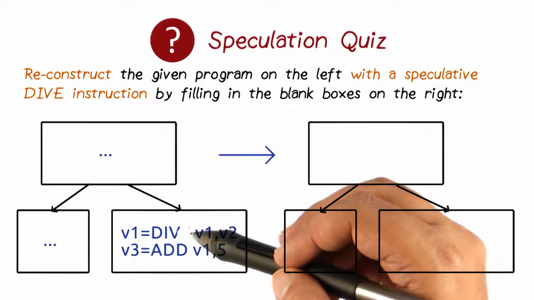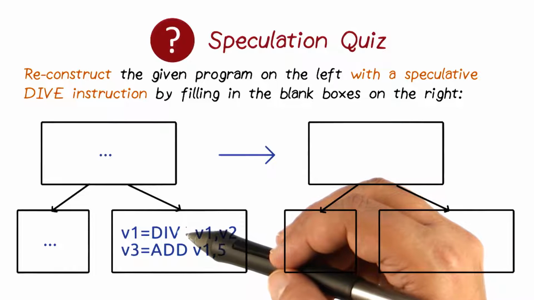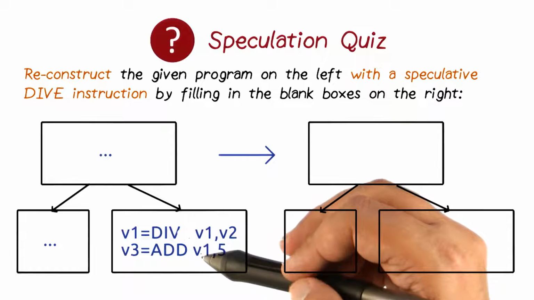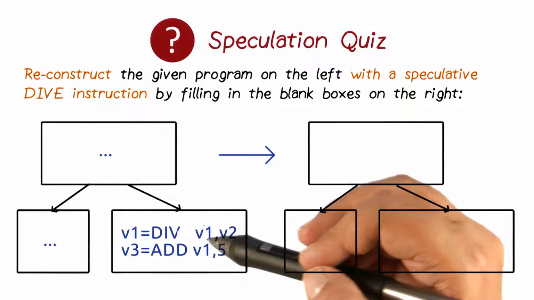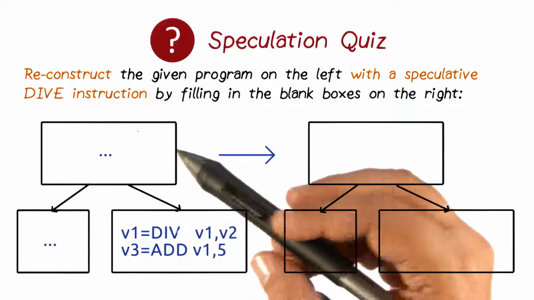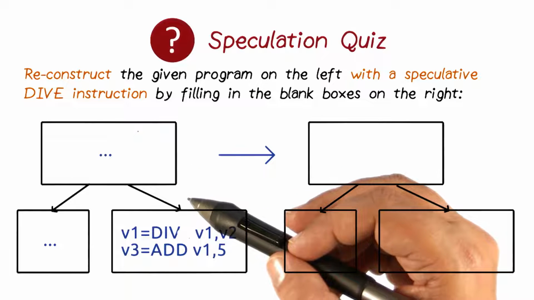What we would like to do is convert this particular program, because div is going to take a long time to execute in the hardware. It has a large amount of latency, just like a load has. It's a floating point division, and therefore it is going to delay this add instruction, creating stalls. So we would like to move this div instruction earlier.